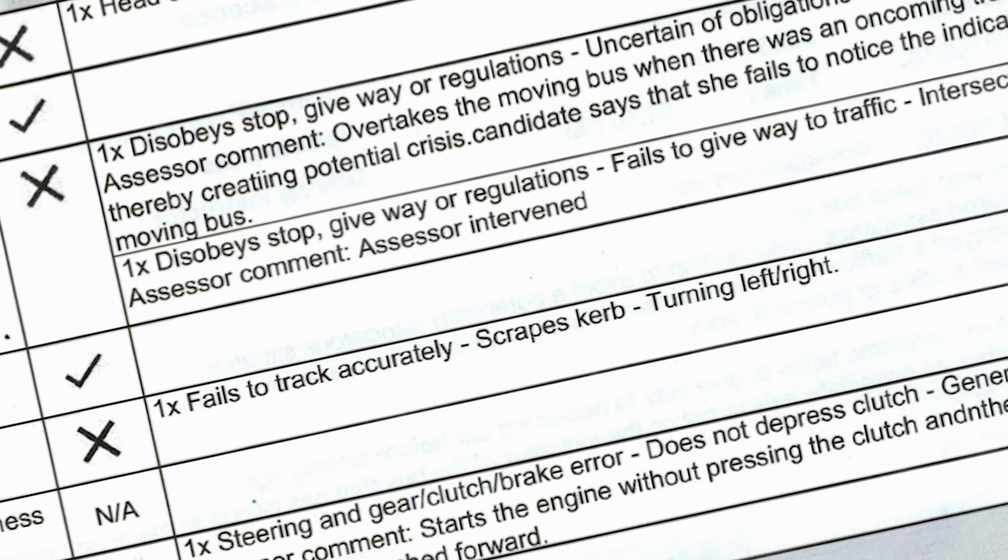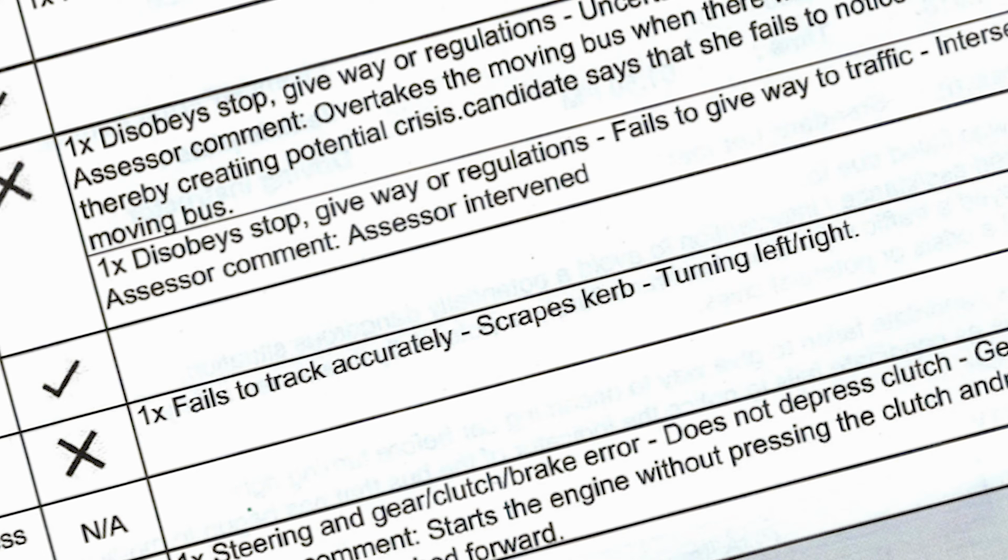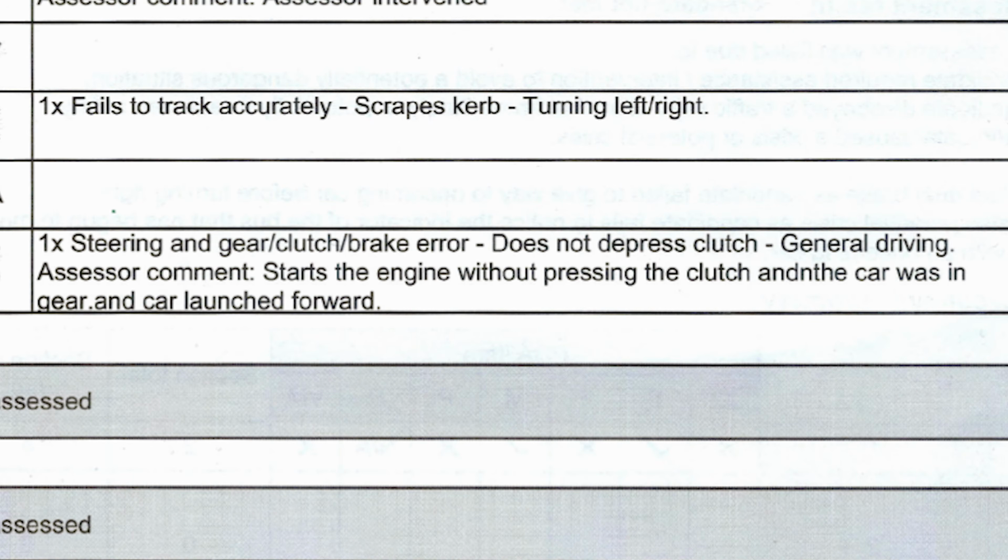Okay, so movement, she was okay. Path, fails to track accurately, scrapes curb, turning left or right. It's not a big thing, but obviously she lost a point there as well. And under vehicle management, steering and gear clutch brake error. This was in the manual car, and we confronted the assessor, who claimed that she stalled and then when she was trying to restart, she hadn't pushed the clutch in to start and the car launched forward, which could not have happened. When the assessor was asked by the instructor how that could have happened, because in that particular vehicle you've got to press the clutch in order to crank over, so obviously, if you don't press the clutch, it's not going to start. So we only assumed that she started the car and then suddenly pressed the clutch.